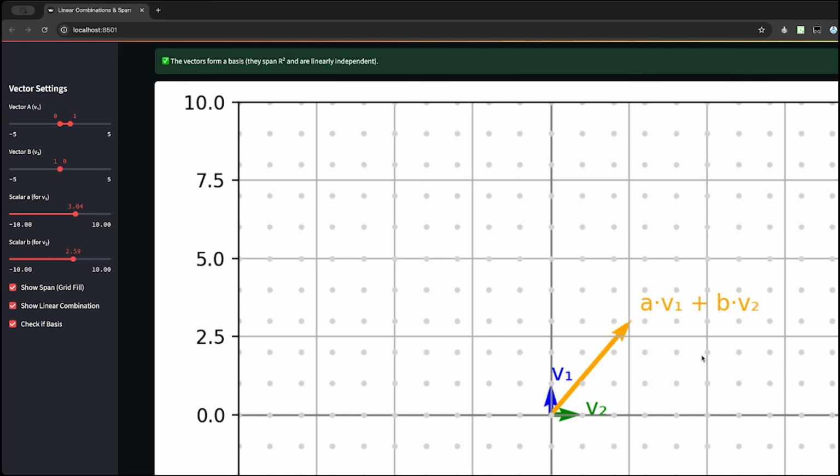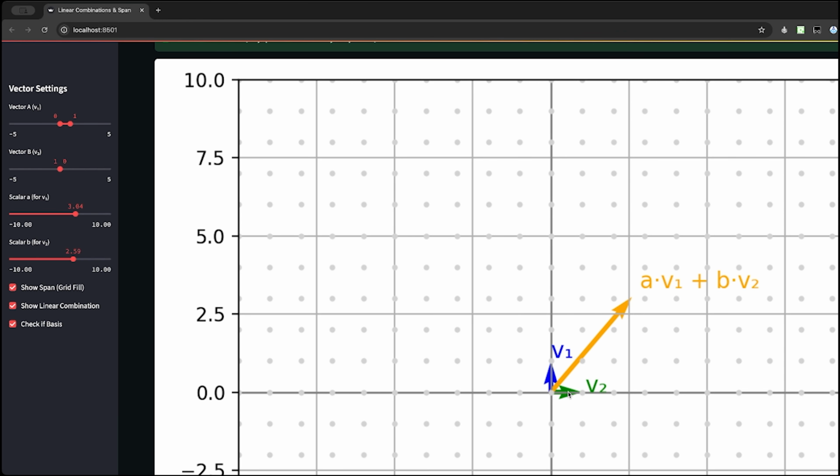Now we can see that these two vectors V1 and V2 have a length of 1, so we can say that these vectors are standard basis vectors. And this is the resulting vector obtained from the linear combination, that is a V1 plus b V2. What we have done is multiply the scalars a and b with vector V1 and vector V2, and then take their sum. So we obtained this resulting vector from the linear combination.